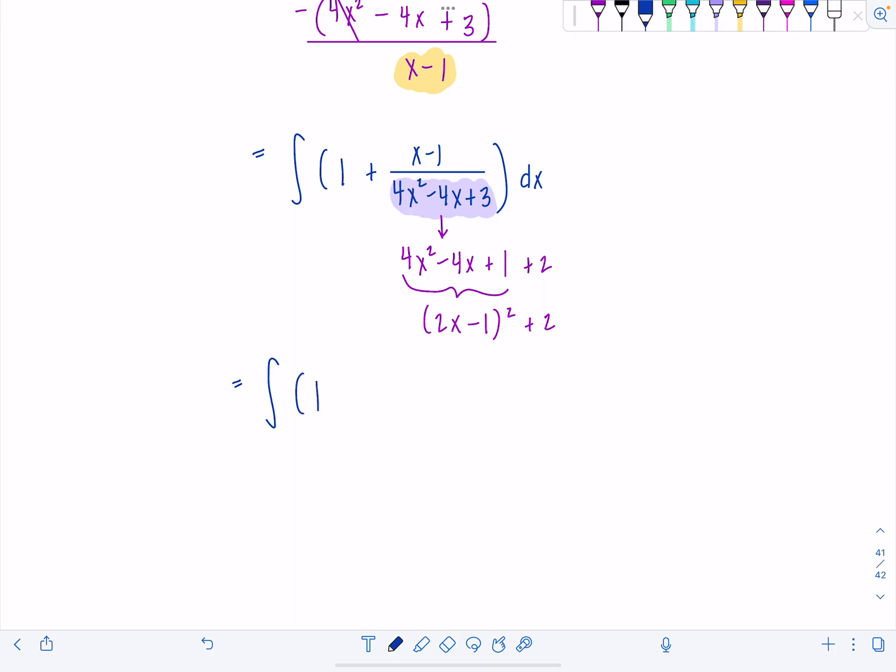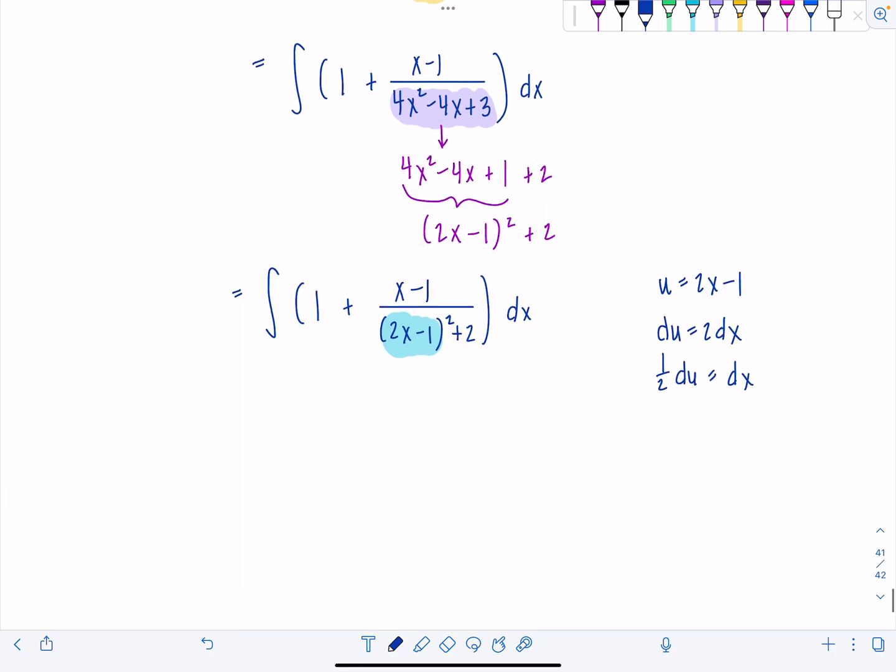All right, so now let's rewrite where we're at. We have the integral of 1 plus x minus 1 over 2x minus 1 squared plus 2 dx. What to do from here? Well, we're going to utilize a u substitution. You should start getting feelings that tan inverse is going to happen because you have some variable quantity squared plus a constant. So let u equal 2x minus 1. That means du is equal to 2 dx, so 1/2 du is dx.